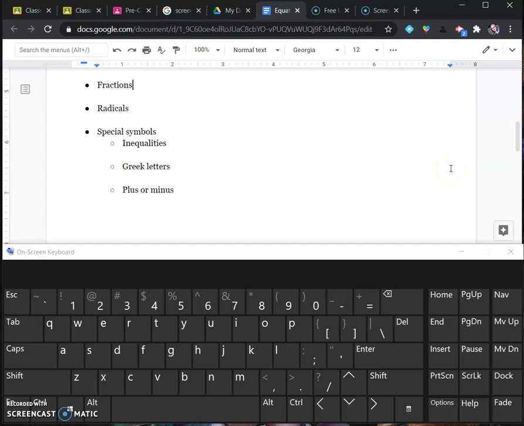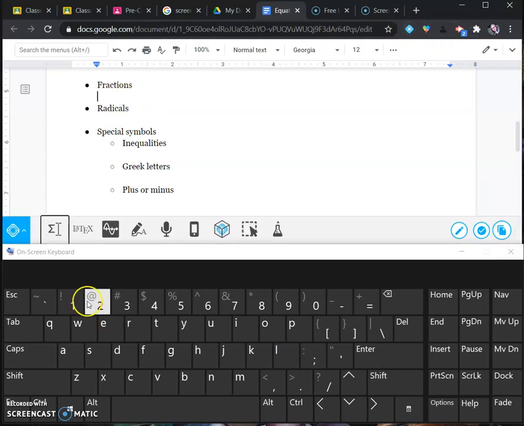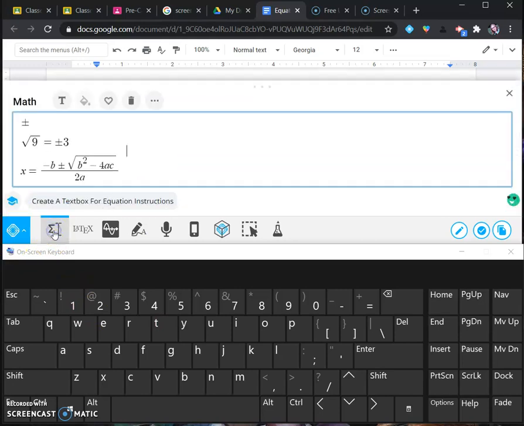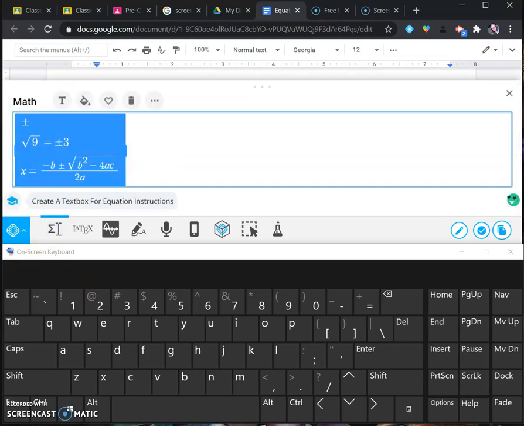So now that we've used EquatIO to look at some basic operations and some exponents, let's look at some more advanced math typing with fractions, radicals, and special symbols. So again, to open EquatIO, click on the plugin icon, and then to edit math, hit the equation editor. So I'm going to select everything and delete it.